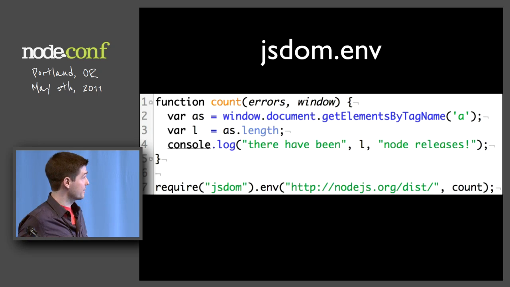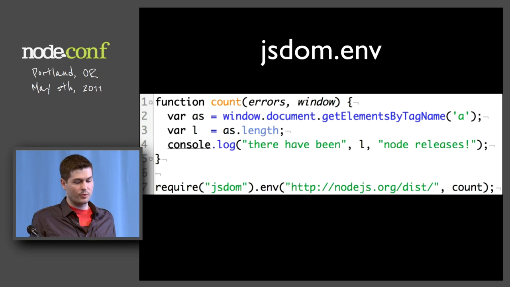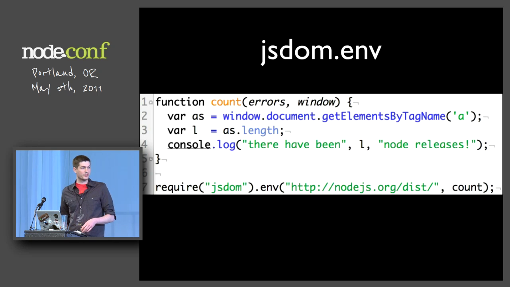So I guess I could explain this. Basically, we require JSDOM.env, or JSDOM. We run env. It goes out to nodejs.org/dist, which is basically a list. So this dist page is basically a list of links.